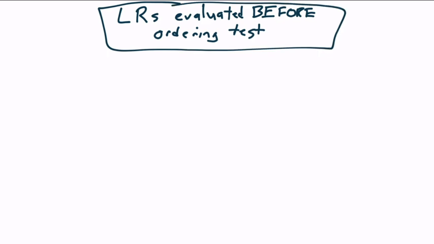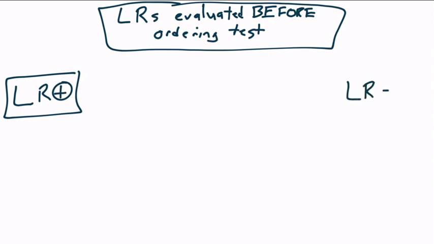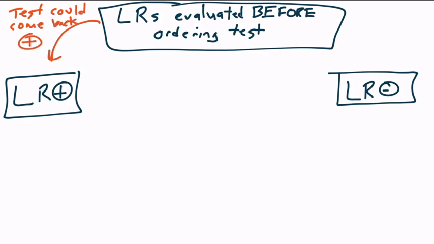So picture likelihood ratios being discussed and evaluated before the test is ordered. And you want to know both the positive likelihood ratio and the negative likelihood ratio for the diagnostic test. After all, the test could come back positive, or it could come back negative. With regards to the positive likelihood ratio, you want to know how much a positive test would increase the chances of the disease you're looking at.